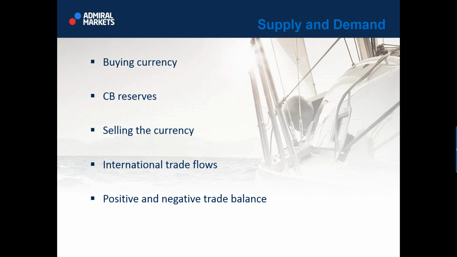Okay. Now, the thing is, we also need to mention international trade flows. International trade flows also influence supply and demand for a currency. What is international trade flow? International trade flow means when a country exports more than it imports, it's called a positive trade balance, then foreign buyers must exchange more of their currency for the currency of the exporting country. That increases the demand for the currency. It's called a positive trade balance. A negative trade balance means that the country imports more than it exports, and basically that decreases the demand for the currency.